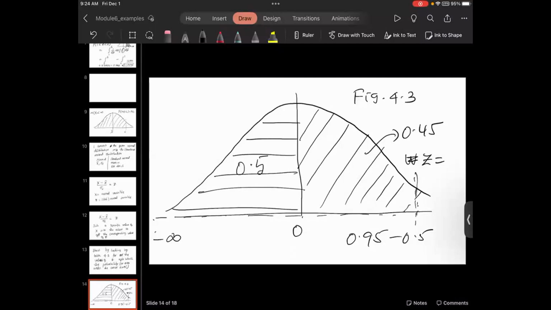I see, 1.64 and 1.65. They are just exactly so you can do a quick linear interpolation and say it is 1.645 approximately. Z is approximately 1.645.